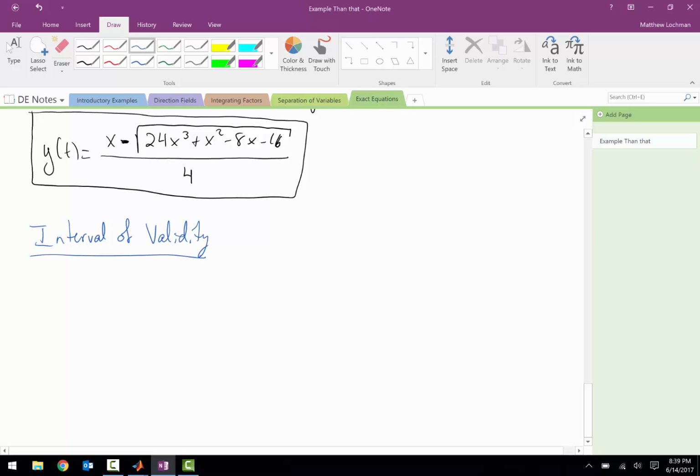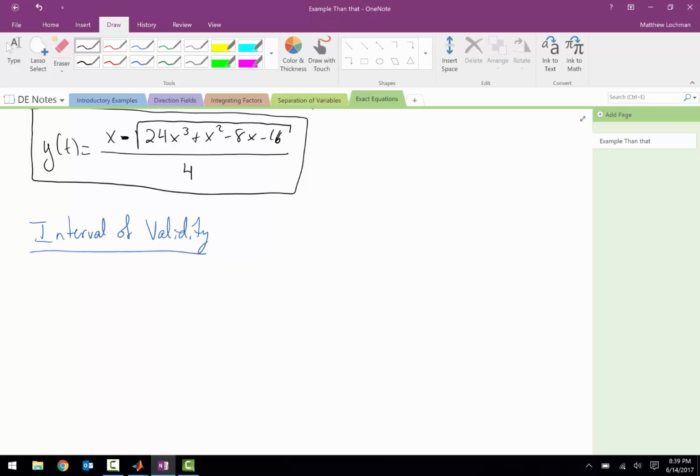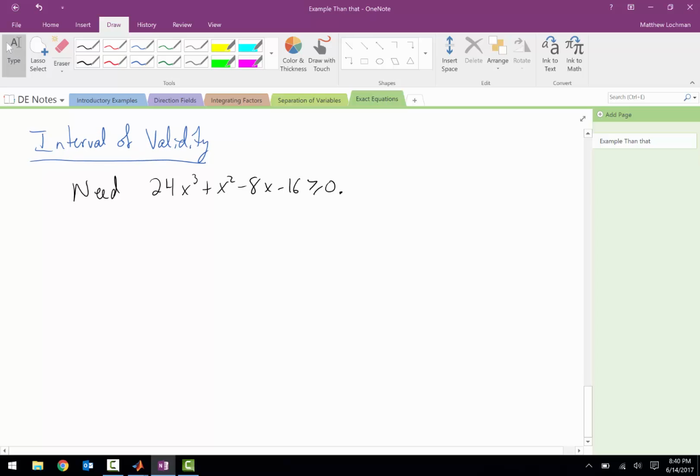Okay. Well, right off the bat, just looking at our solution here, we need to have 24x cubed plus x squared minus 8x minus 16 greater than or equal to 0. Technically you can solve this by hand, there is actually a formula like the quadratic formula for cubics. Obviously, you're not expected to know that, since it's pretty nuts. But we're going to use MATLAB to do that in a second. What I do want to do is discuss some graphical significance of this.